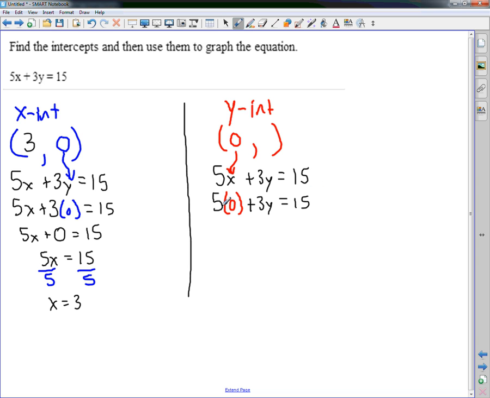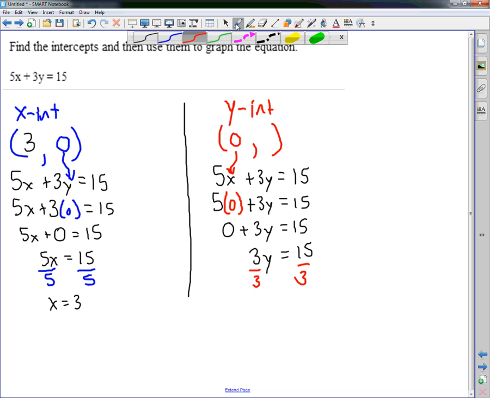Okay. 5 times 0 gives us 0, plus 3y equals 15. 0 plus 3y gives me 3y equals 15. Again, I'm undoing multiplication, so I use division, and I get y equals 5. So that's the y value that goes along with an x value of 0. Now we're going to use these 2 points to graph our equation.